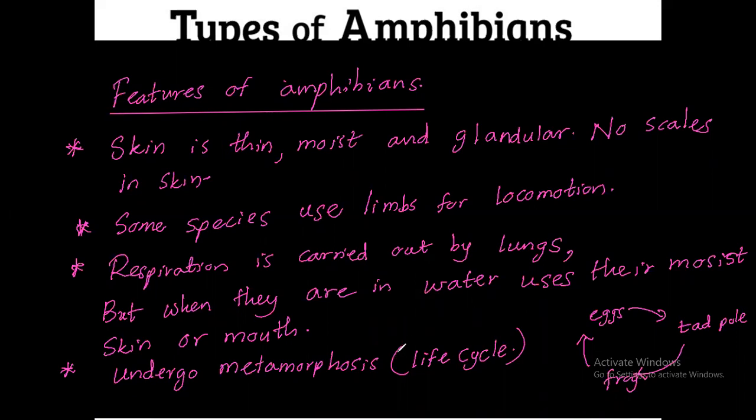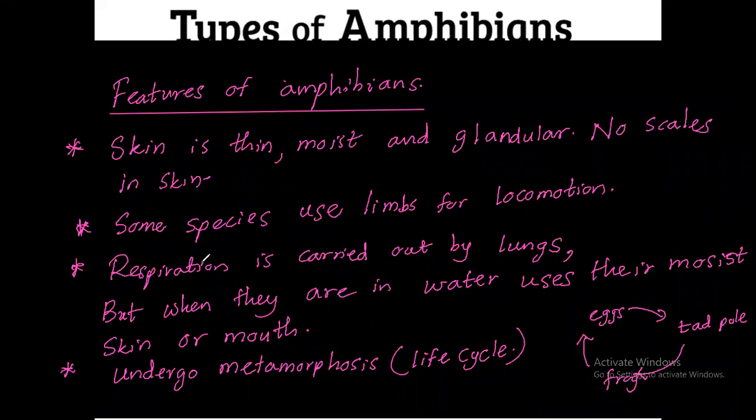Finished, right? Features of amphibians. What does amphibian mean? Ubhayajeevi, in a single animal, those who live in water as well as on land. The skin is thin, moist and glandular. No scales in the skin.